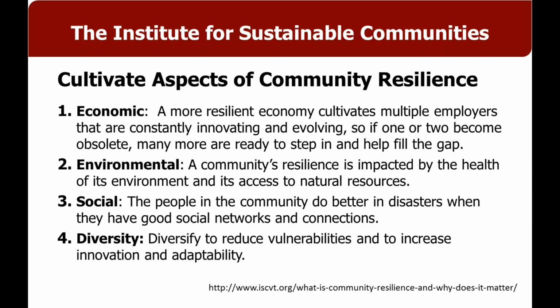The third aspect of community resilience that they look at is the social aspect. They understand that people in the community do better in disasters when they have good social networks and connections. This ties to the networking side that we looked at in the former definition. But they also talk about the fact that the most vulnerable and disadvantaged populations often don't have a seat at the decision-making table. So it's important in your social networks that you bring to the table those organizations that support those types of populations in your community.